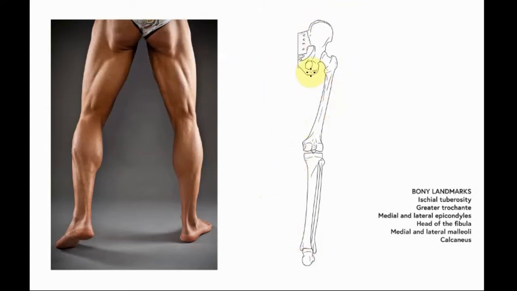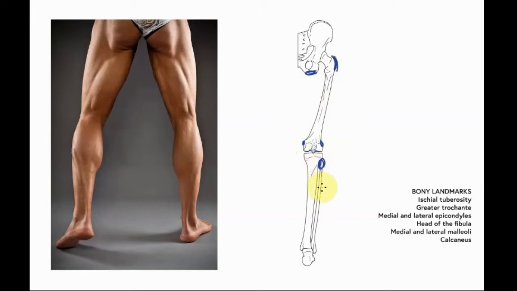So first off, let's try and find these bony landmarks on our skeleton. The first one I'd like to find is the ischial tuberosity. That's going to be this roughened area at the inferior portion of the pelvis. The greater tuberosity, that lateral bump at the top of the femur. We come down our medial and lateral epicondyles on either side of the knee joint, just above the condyles. The head of the fibula will be this lateral projection here that you can feel just below your knee joint.